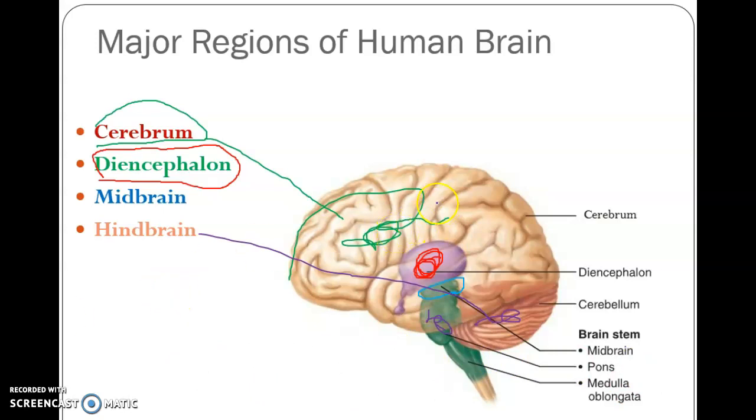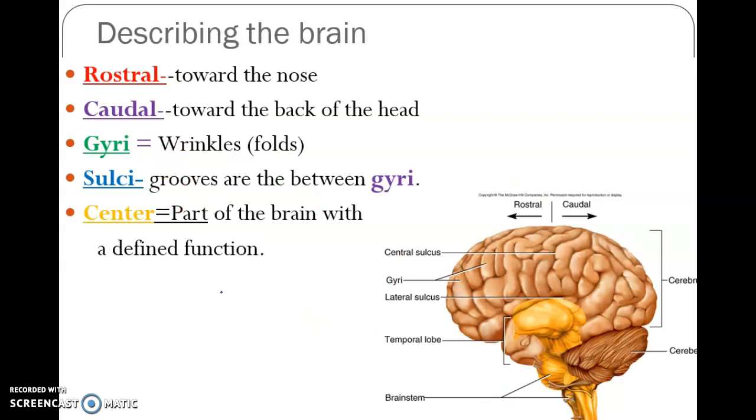So cerebrum, what you think of as the brain, the largest part. Diencephalon, this little room inside, that's very important. The thin but important midbrain. And the hindbrain is the pons, the medulla oblongata, and the cerebellum. So it's a little confusing. Midbrain's its own region, but it's included as part of the brainstem. Very frustrating.